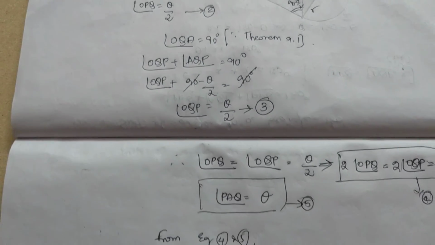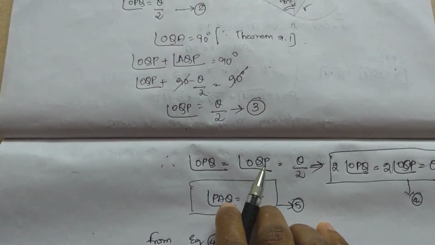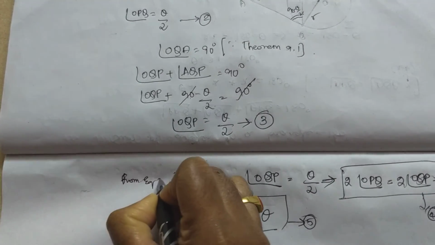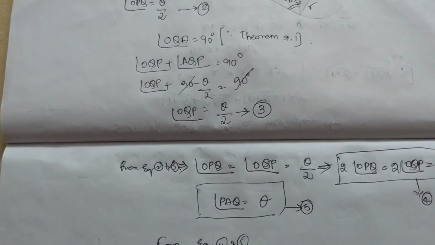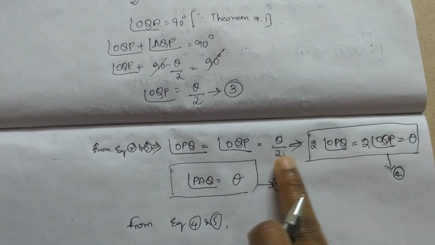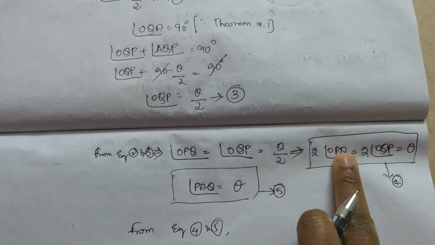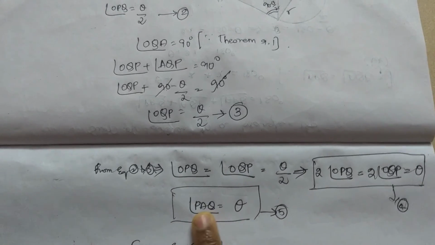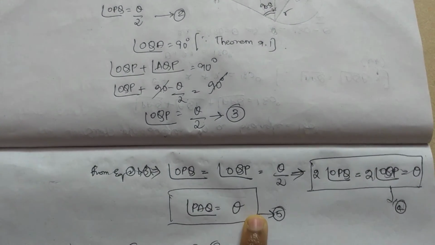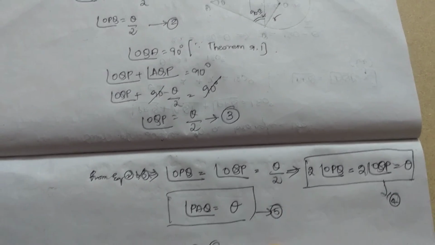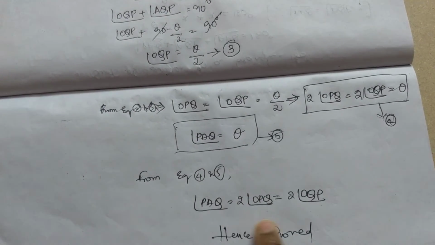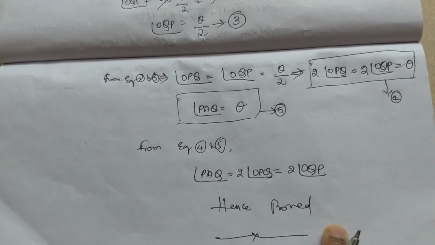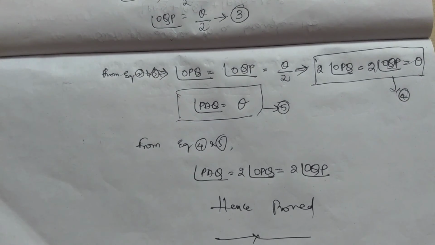So from equations 2 and 3, can I write angle OPQ equals angle OQP equals theta by 2? Yes. So from this I am sending 2 to the left hand side. It becomes twice the angle OPQ equals twice the angle OQP equals theta. In the starting we have taken angle PAQ equals theta. So from equations 5 and 4, angle PAQ equals twice the angle OPQ equals twice the angle OQP. So this is what they asked us to prove. Hence it is proved. So this is the solving part for statement 3.